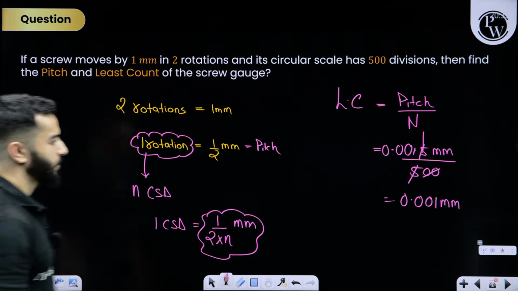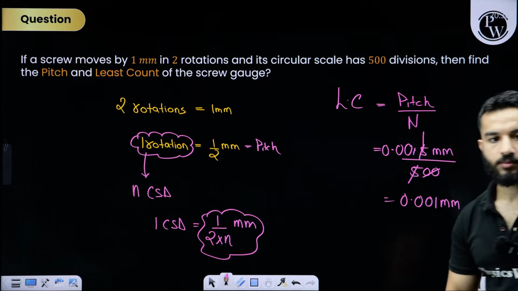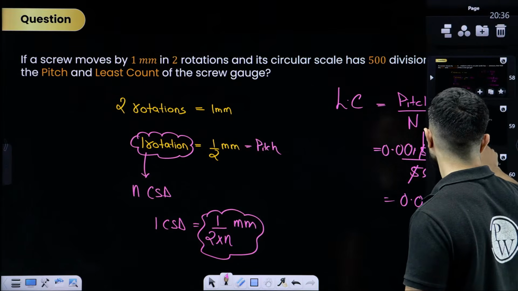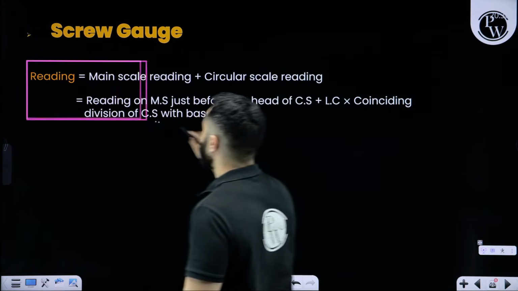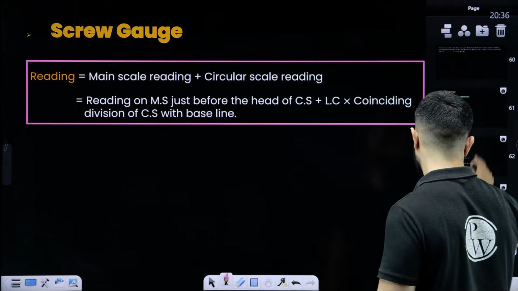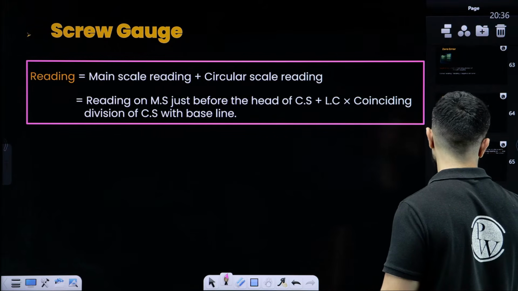Done? Let me know if the least count concept is absolutely clear. Be quick. All cool? And this is how we are going to take the reading of any instrument. Let me give you one question out of this.